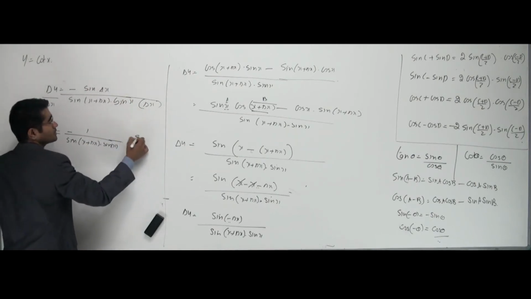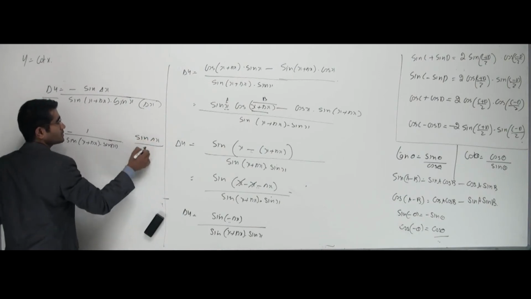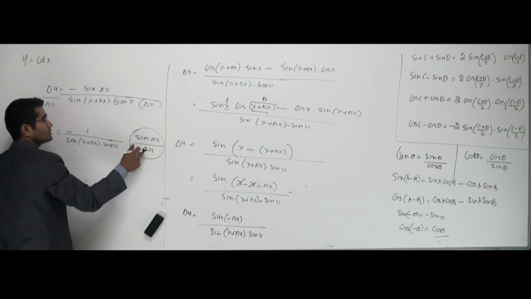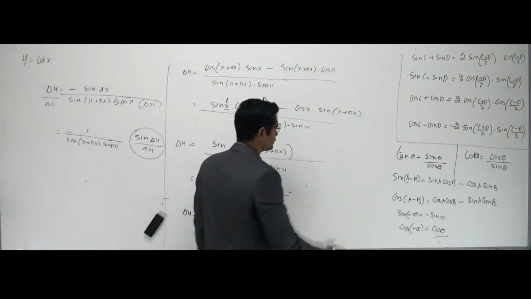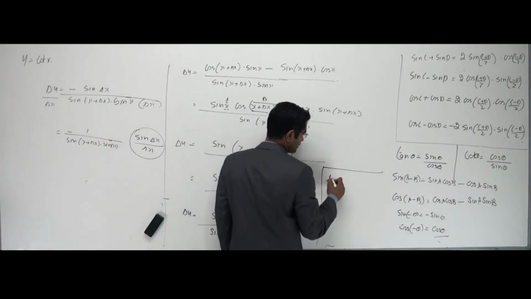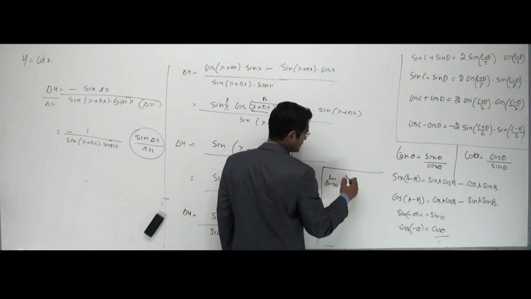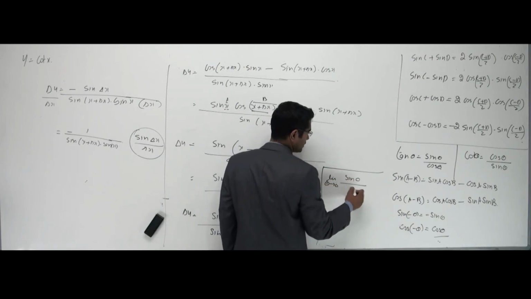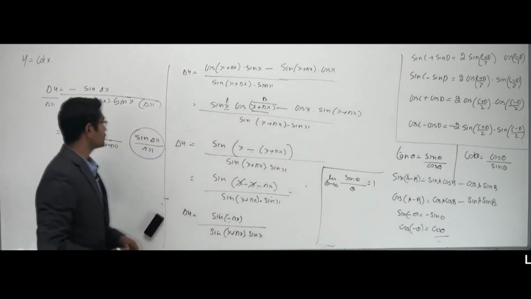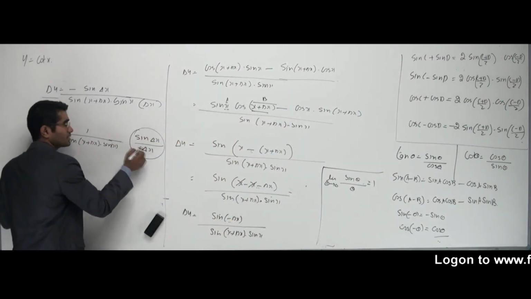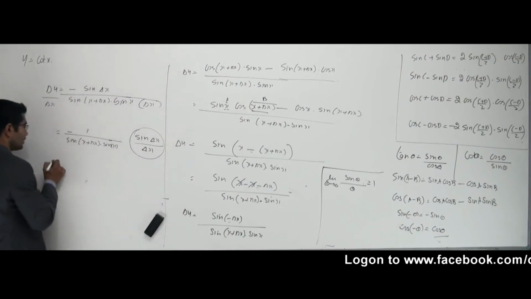So I'll bring these two together, sine delta x by delta x. Why? Because this would look like that formula, the limit as theta tends to 0 of sine theta divided by theta is 1. So I need to get something like that so that I can eliminate delta x from the denominator. So I have this. Now can I apply limits?